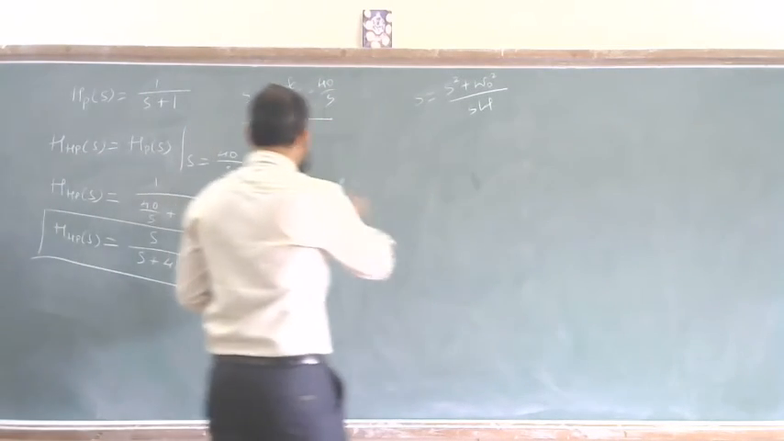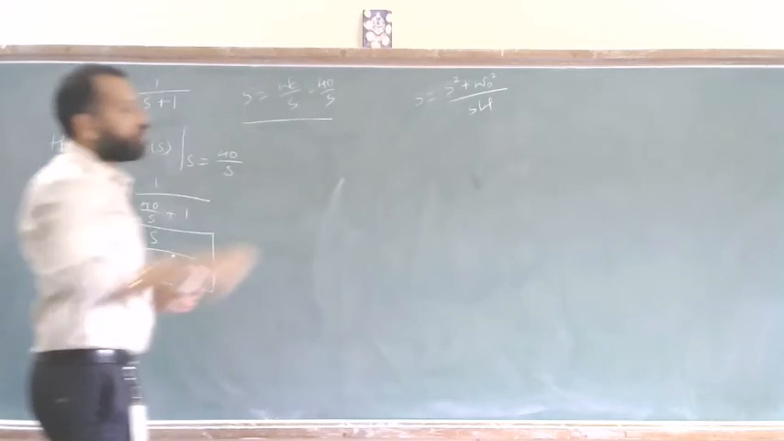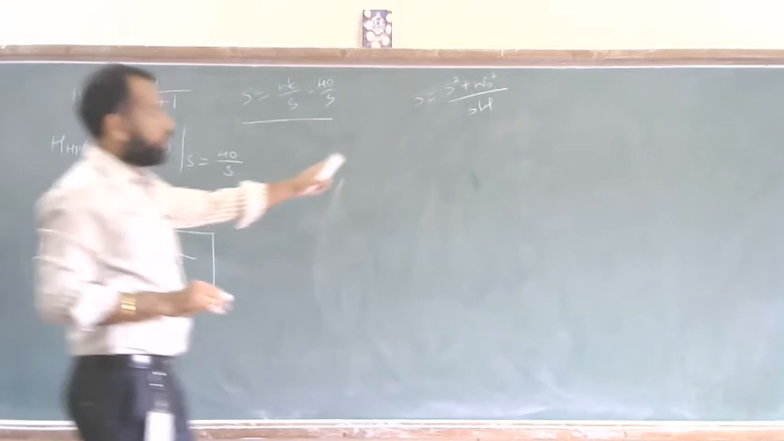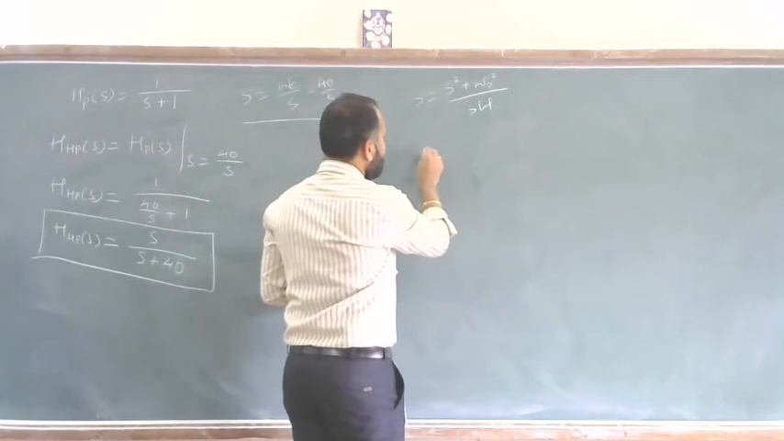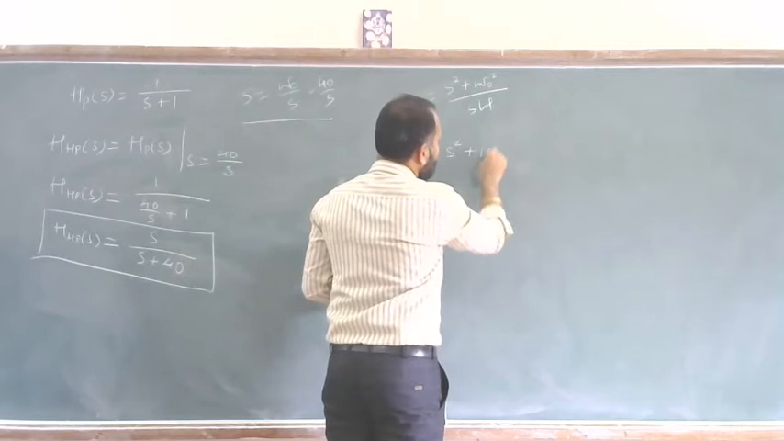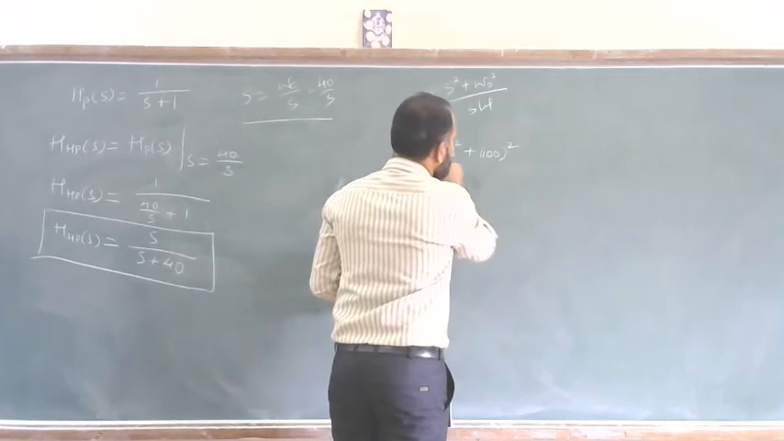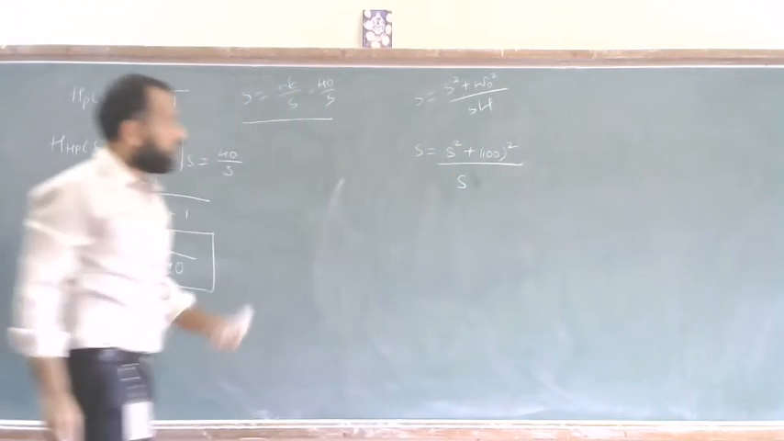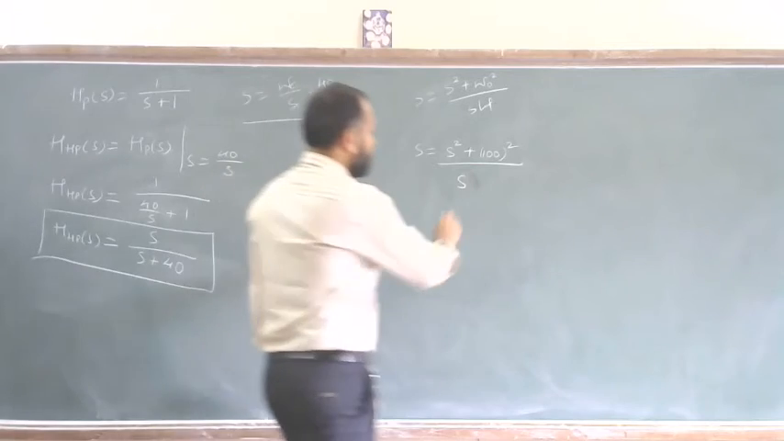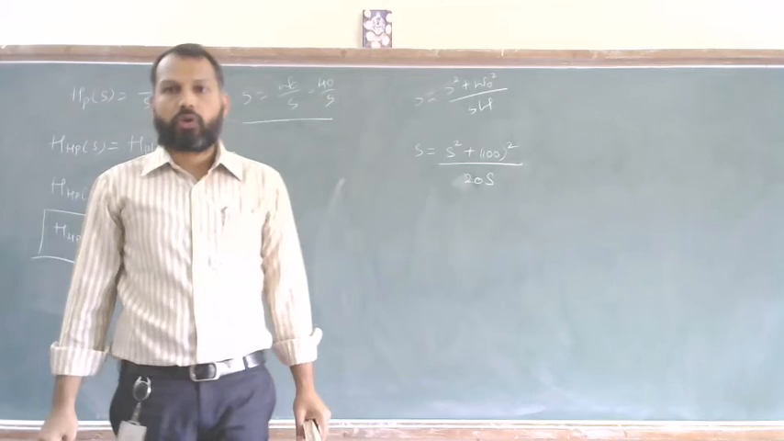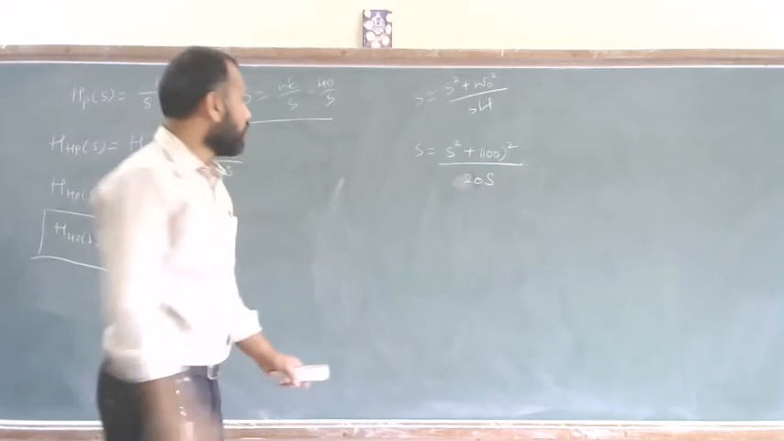Now according to this, what is the omega naught value? The center frequency given here is 100 radians per second. So S goes to (S square plus 100 square) divided by S into W. W is 20 radians per second, so the denominator will be equal to 20 S.